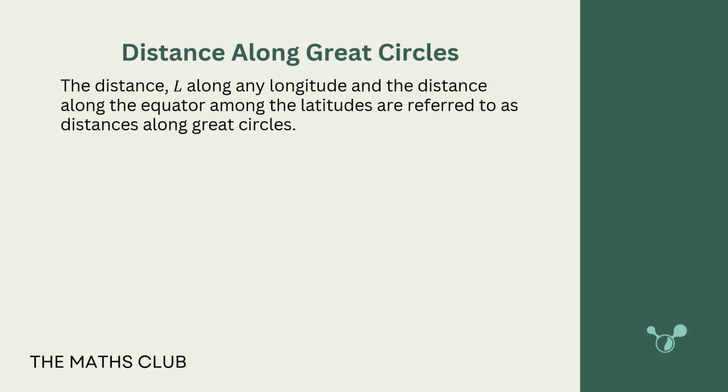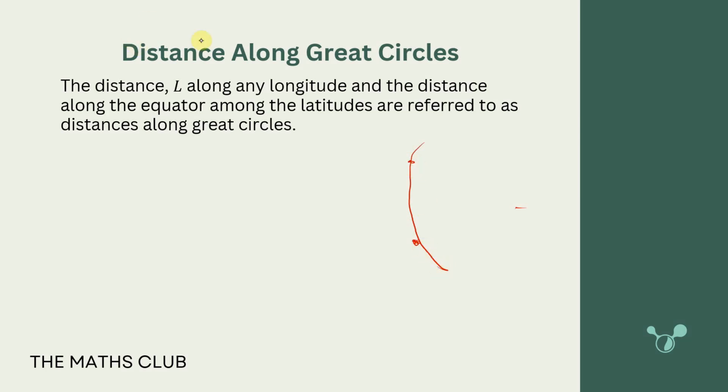So the distance L along any longitude. If we are along the same line of longitude, right, and we are told to find the distance, remember we have a line of longitude, something like this, and we're told to find the distance between points A and B.